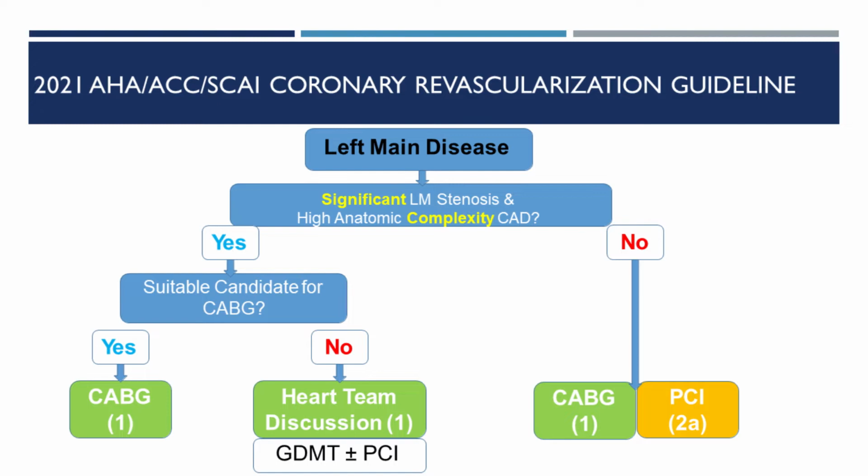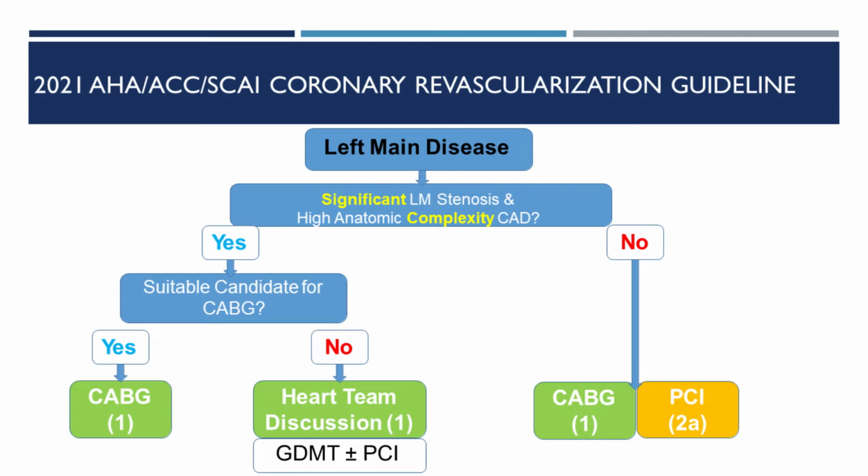If you look at the recommendation for revascularization strategy for left main PCI, we should first ask whether there is significant left main disease or not. Then you should consider the high anatomic complexity of the coronary disease. If it is present, then you should go for suitability for CABG. If it is suitable for CABG, it is still a class 1 indication. If it is not suitable for CABG, then we should go for a heart team approach with guideline-directed medical therapy, as well as optimize by PCI for a better outcome.